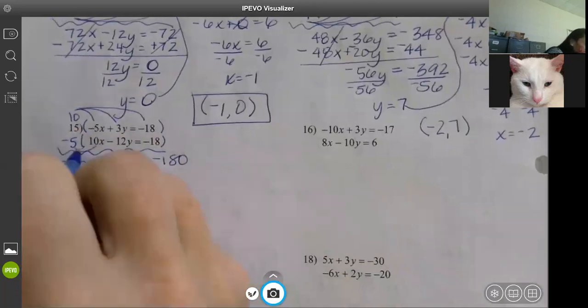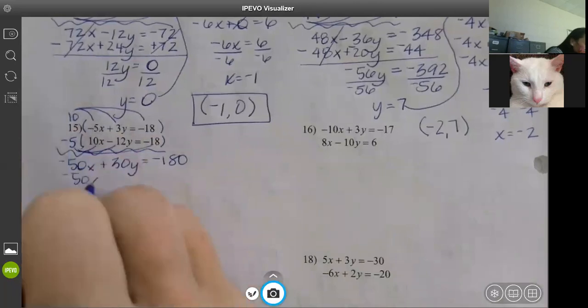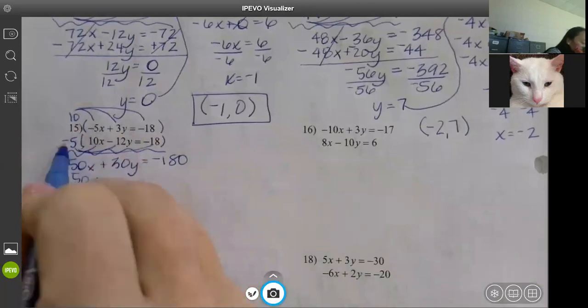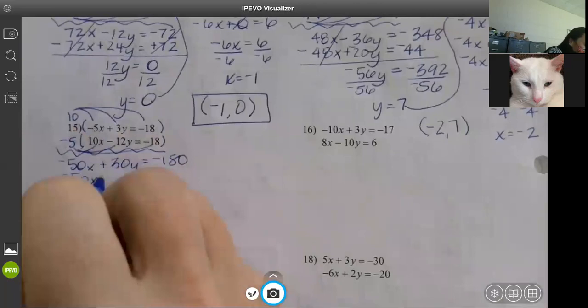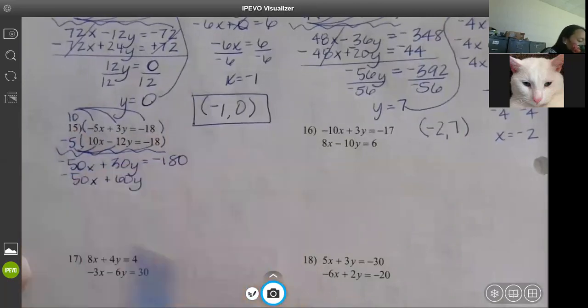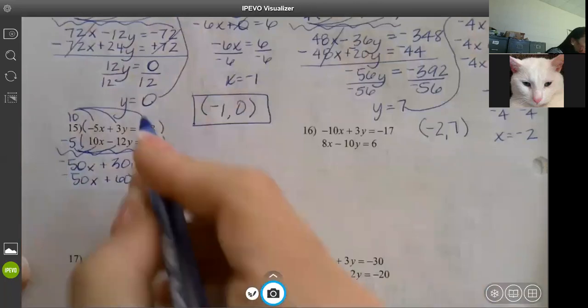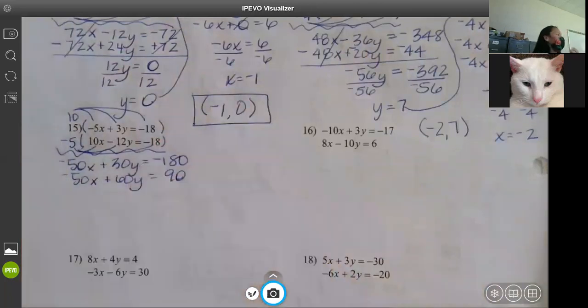Distribute the bottom as well. You should get the same number. Negative 5 times 10 is negative 50x. Negative 5 times negative 12, positive 60. And then 5 times 18, and if you guys don't know that, is 90. Negative times a negative makes a positive. And use that calculator. Don't feel bad about using it.